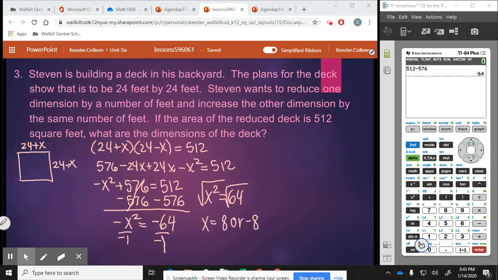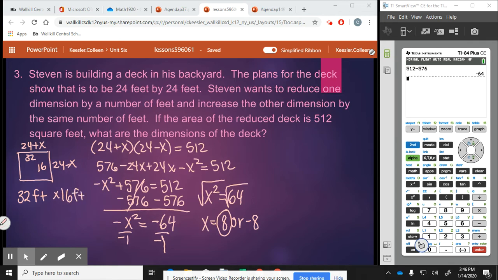So if you see that opportunity where you don't have to factor, go ahead and not worry about factoring. It does make it a little bit easier. So we're going to choose the 8 as our value because we don't want negative 8 as a dimension. We plug in the 8. 24 plus 8 is going to give us 32, and 24 minus 8 is going to give us 16. So that makes our new dimensions 32 feet by 16 feet.